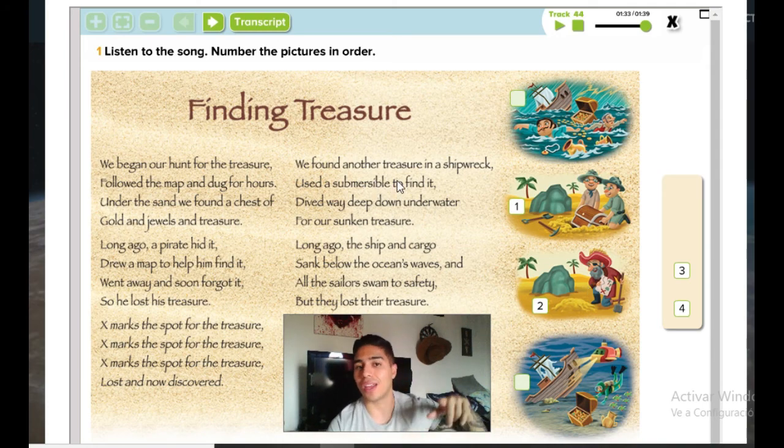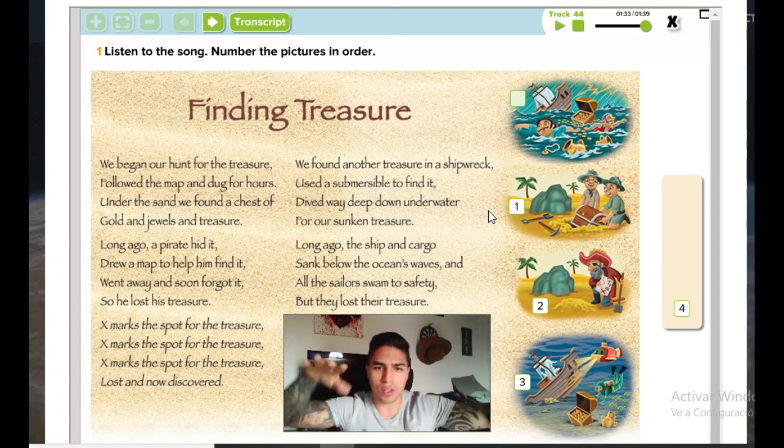We found another treasure in a shipwreck, used a submersible to find it, dive way deep under the water for our sunken treasure. So it says that it is under the water. In this one they are at the same level of the water, but here it looks like they are under the water. So I will say that number 3 is this one.